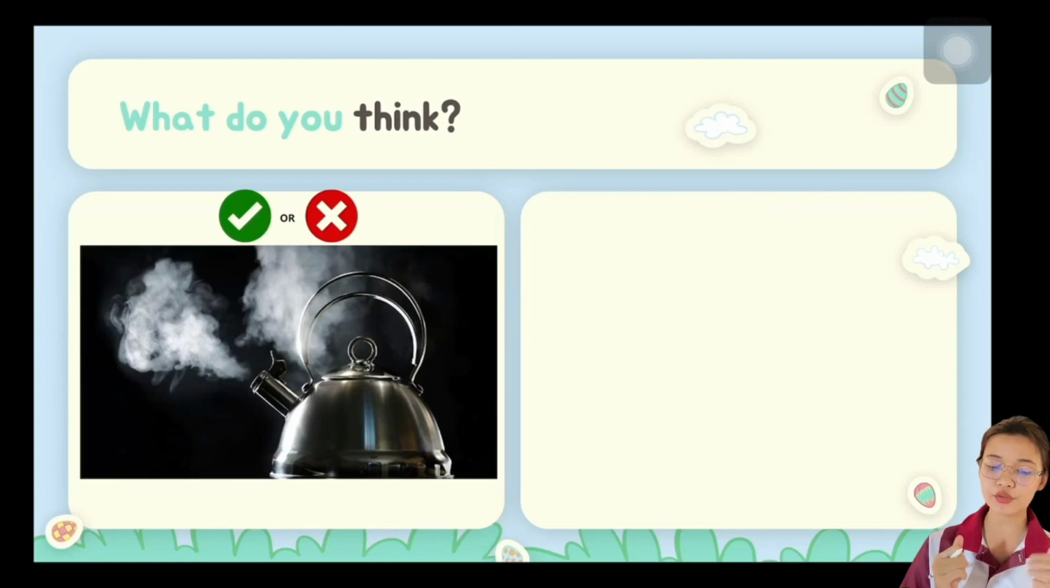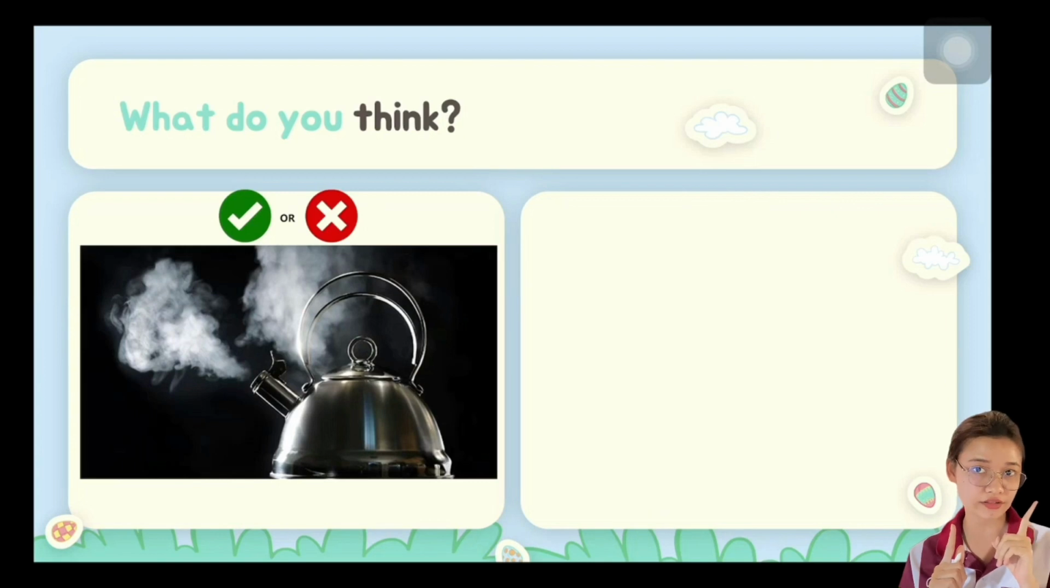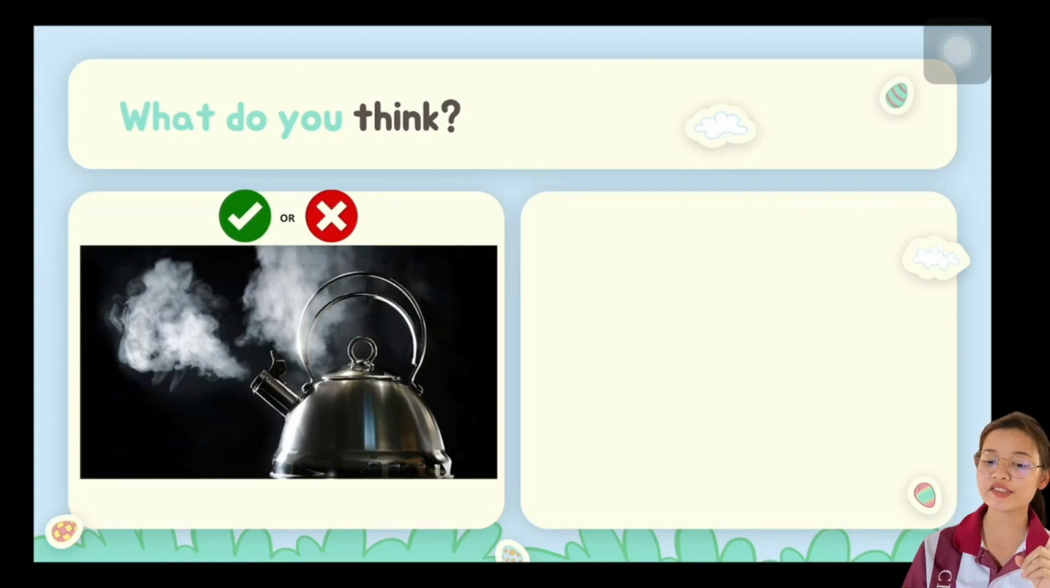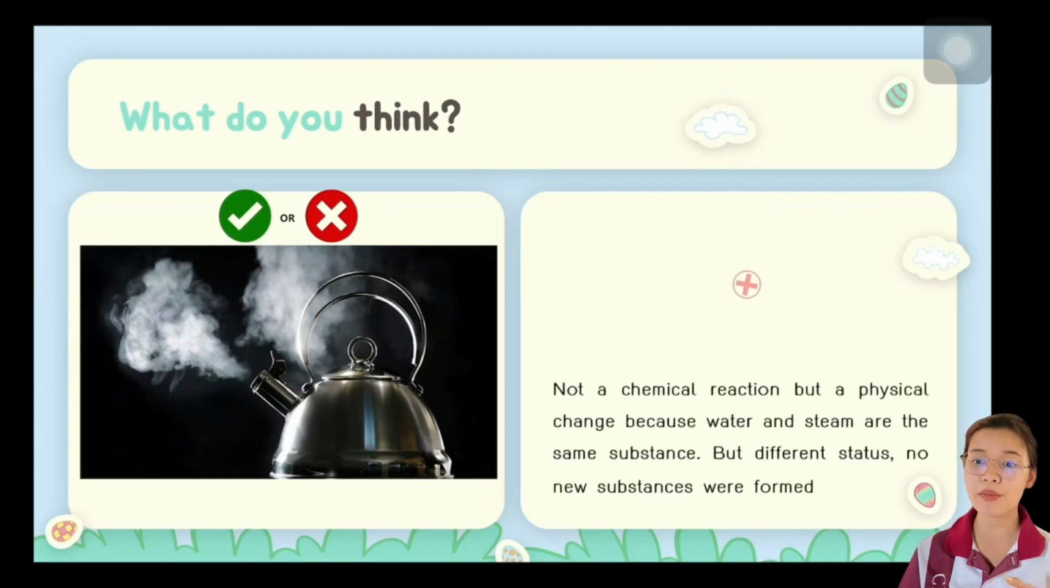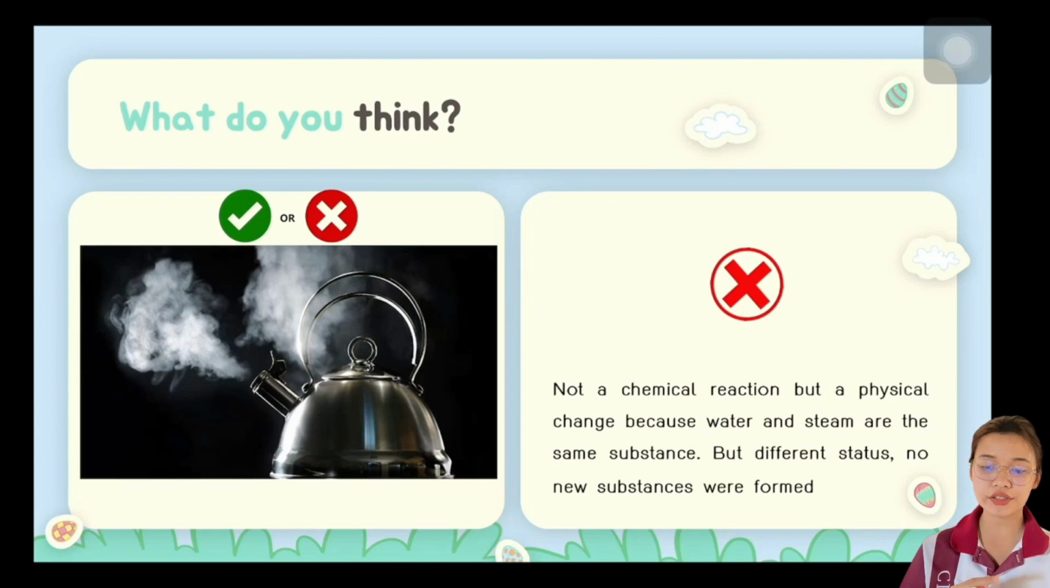Okay, next I would like to ask: is boiling water to vaporize it a chemical reaction? Why? What do you think? Is it a chemical reaction or not? Yes, it's not a chemical reaction but a physical change, because water and steam are the same substance in different states. No new substance is formed.